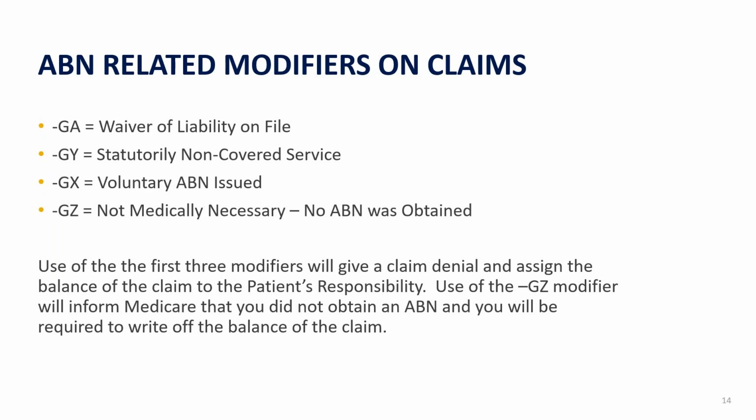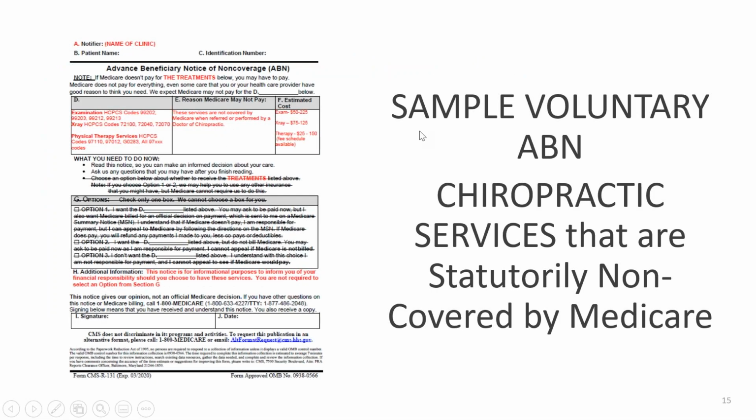The GZ modifier is if you did not obtain an ABN. Remember, if you use a GZ modifier and Medicare denies it, they will be denying it to a contractual obligation, meaning, you're basically admitting that you didn't get an ABN, and Medicare is going to make you responsible for writing that off. So be aware of that.